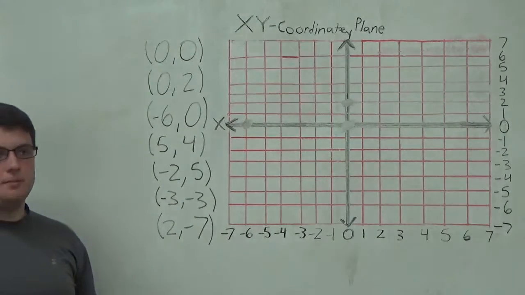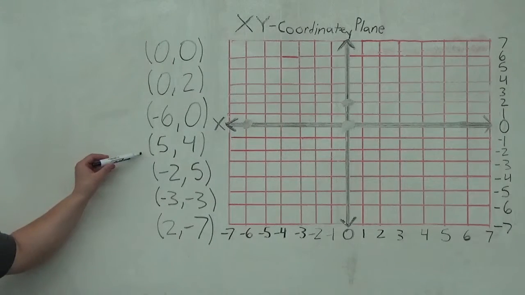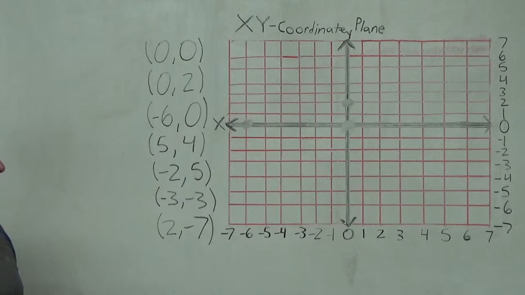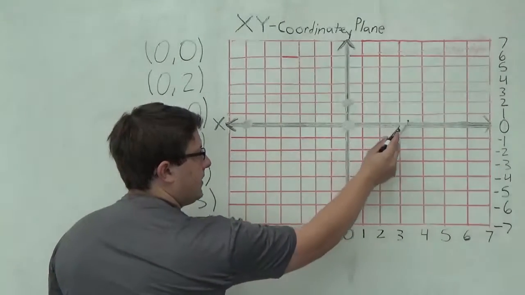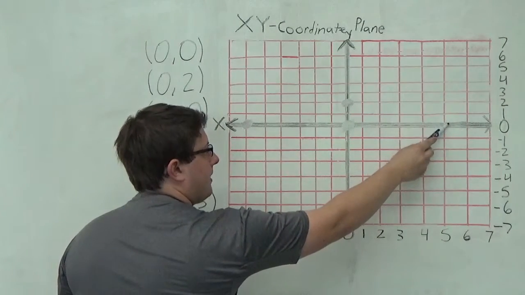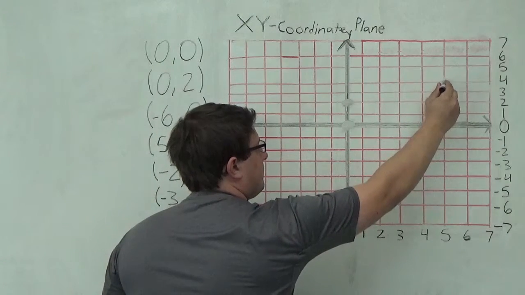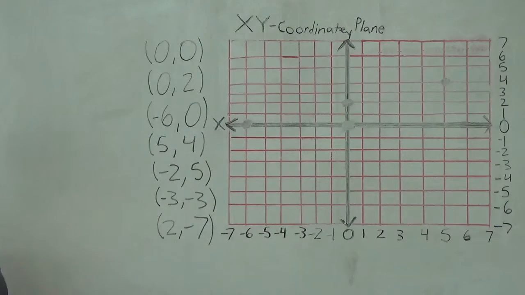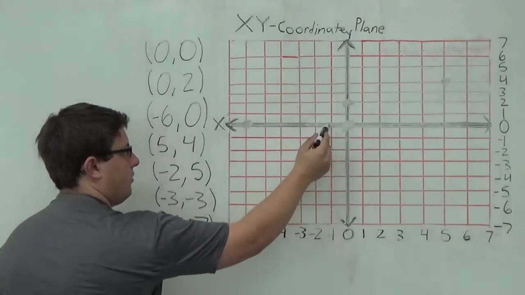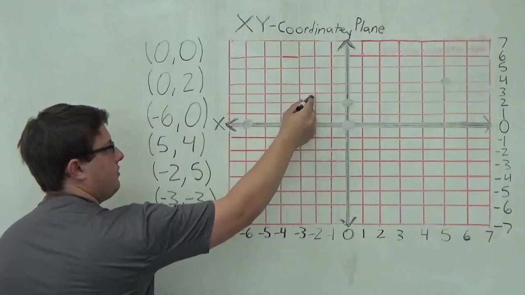And now we're just going to do a point in each quadrant just to show you how the numbers work. So at the point 5, 4, it's going to be 5 out on the x-axis. So 1, 2, 3, 4, 5, and 4 up on the y-axis. 1, 2, 3, 4. Next point, -2, 5. So on the x-axis, we're going to be -2, so 1, 2 to the left, and we're still going to be up. We're going to be up 5, so 1, 2, 3, 4, 5.